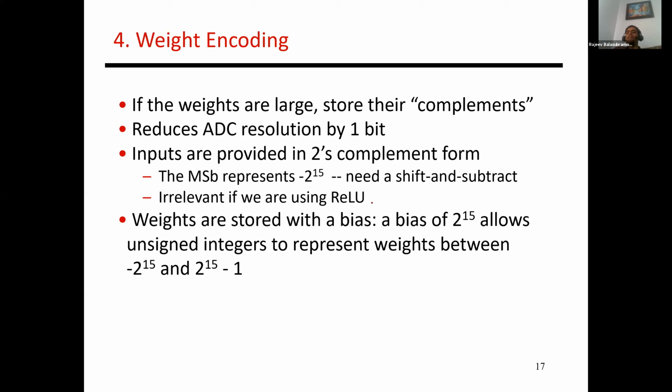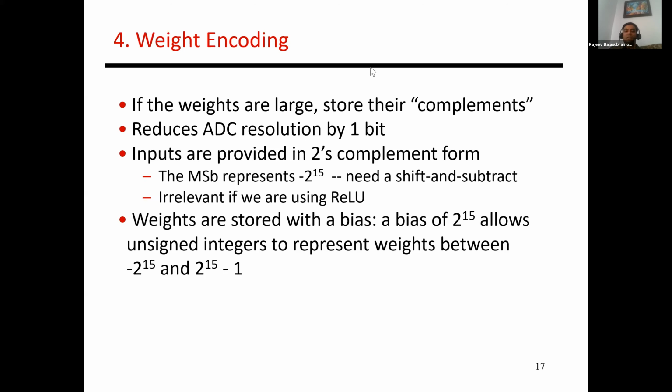There's also ways to handle positive and negative weights, and that's done by adding a bias, right? I won't get into the details of how this encoding is done, but essentially you need all of these tricks to make sure that the value emerging from each bit line is relatively small. That keeps the ADC resolution small, and that keeps the ADC overhead small. Okay, so that's the main point over here.